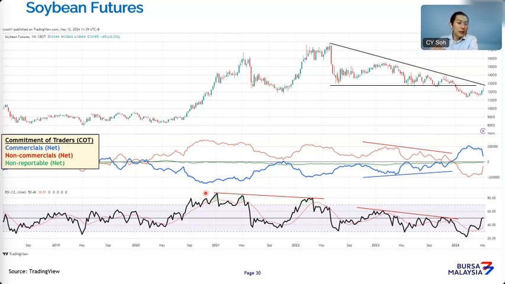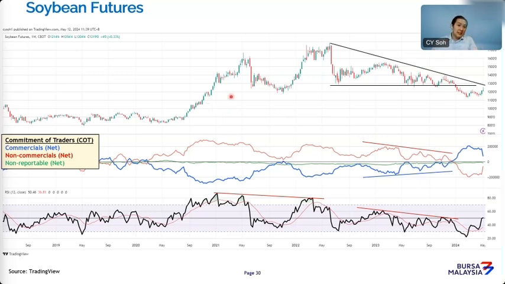Now, on the contrary, those hedge funds, those non-commercials, remember, they are trend followers. So as price goes up, they would increase their net long position. Price goes up, they long even more. Price goes up, they long even more.